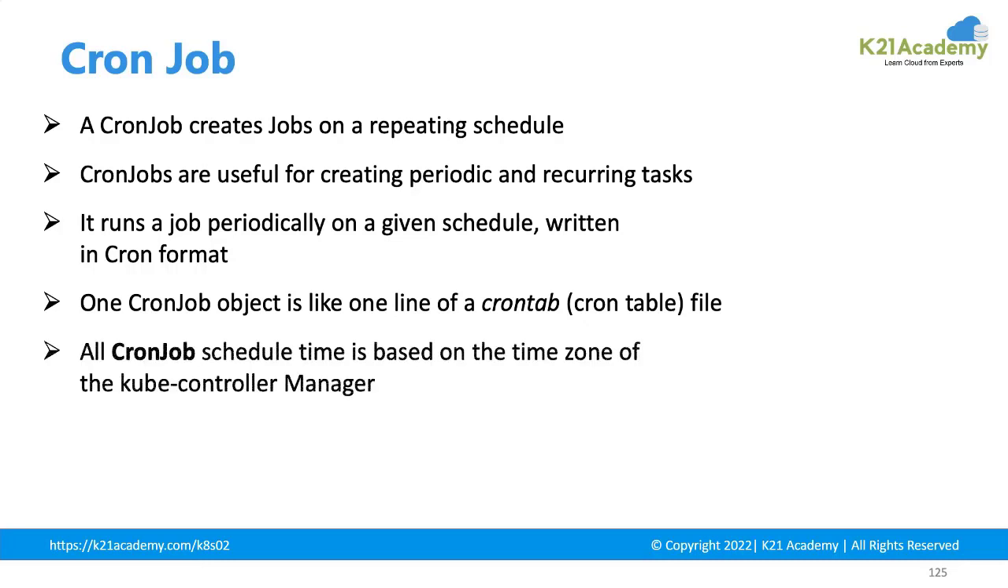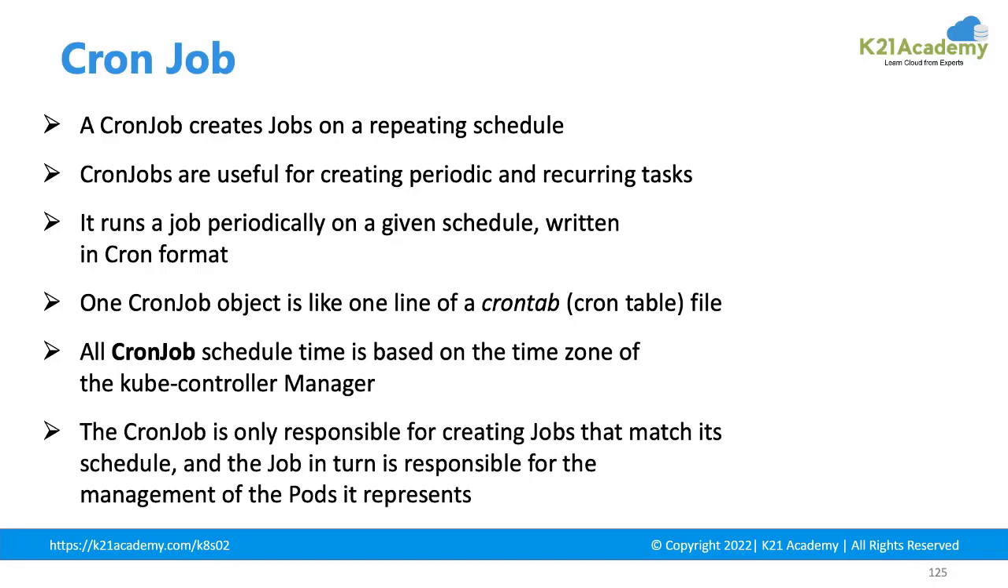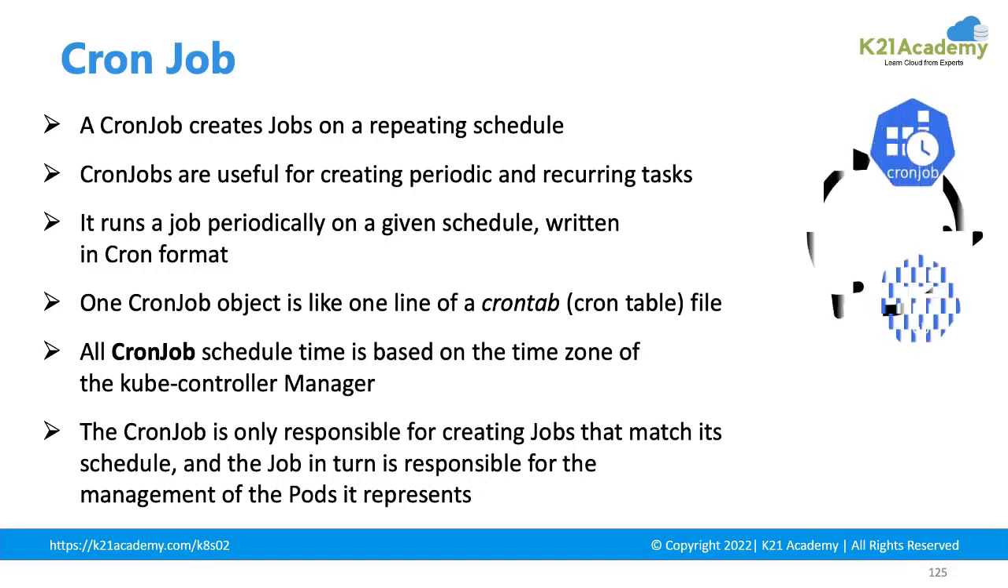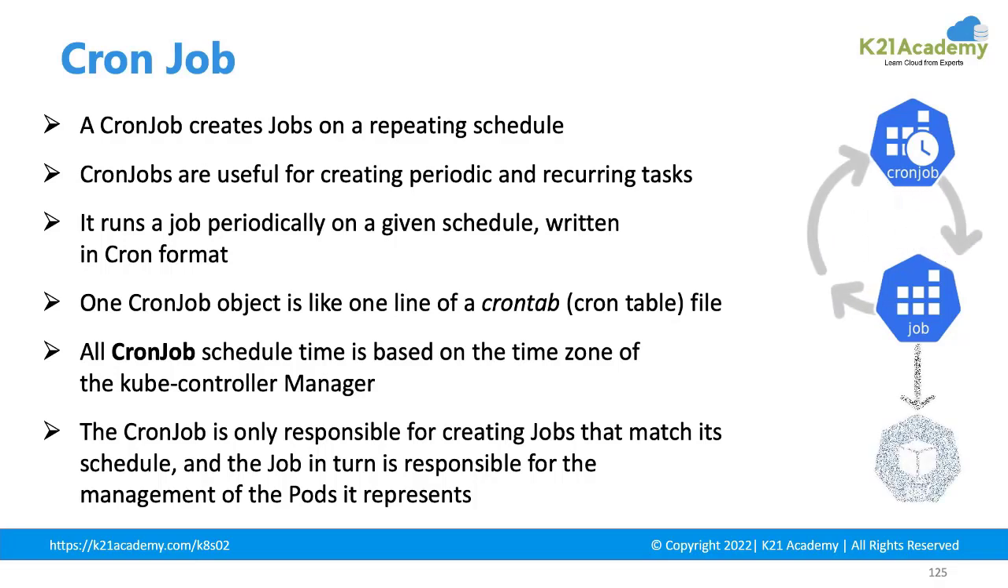All cron jobs which get scheduled, get scheduled as per the time zone which is updated in the Kube controller manager, because the Kube controller manager is the place where the cron job controller resides. So the cron job takes the responsibility of creating the job that will match the schedule, and on a periodic basis it will create the pod, and that pod keeps doing the task which is mentioned in the cron job.